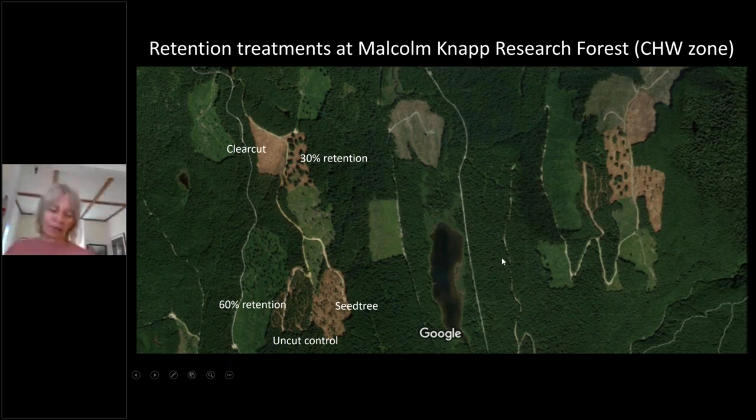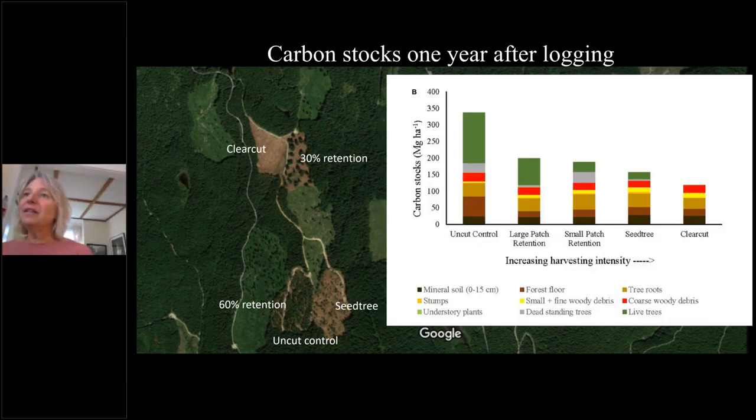So here's our first data. This is 1 year post-treatment looking at the carbon budget. What happened to the carbon when we harvested the forest? Well, the first thing that you'll notice is that the more trees you take off, the less carbon is left above ground. That's a no-brainer. But basically, what you're left with after harvesting and clear cutting is what's in the below ground community.